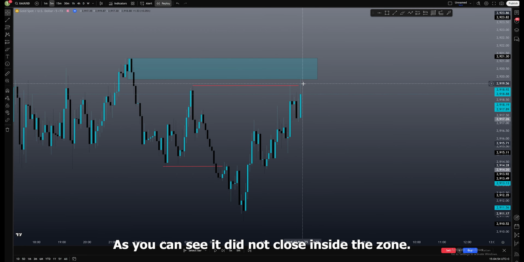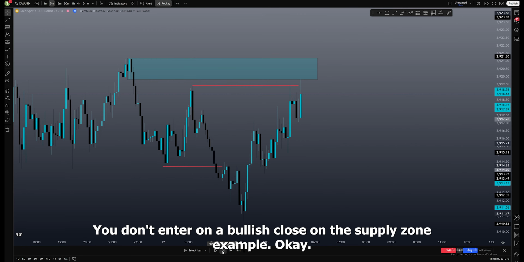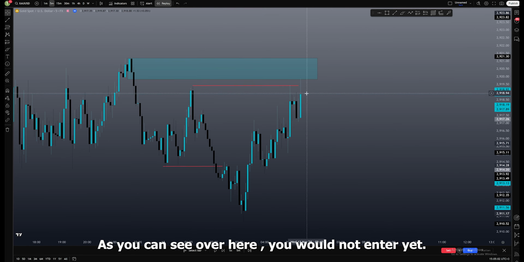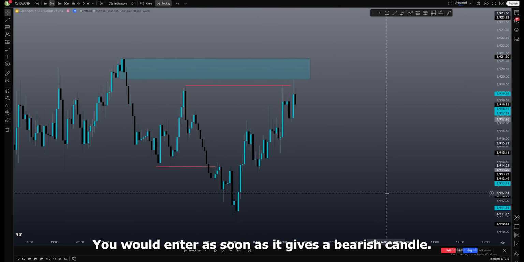As you can see, it did not close inside the zone, and now all you need is a bearish close. You don't enter on a bullish close on a supply zone example. As you can see over here, you would not enter yet. You would enter as soon as it gives a bearish candle.